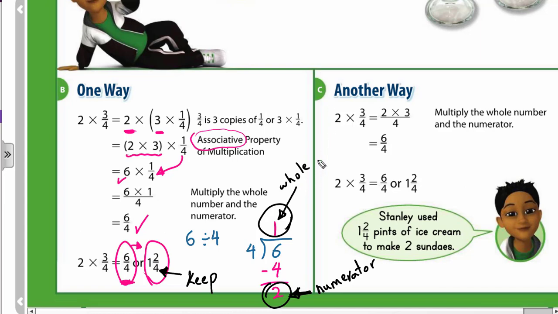No, no. Okay, so the other way, we can just multiply the 2 by the numerator. That's it. So 2 times 3 equals 6. So it's 6 fourths. And after that, you can convert it again, like what we did here. We can convert it to a mixed number. So the answer is 1 and 2 fourths.